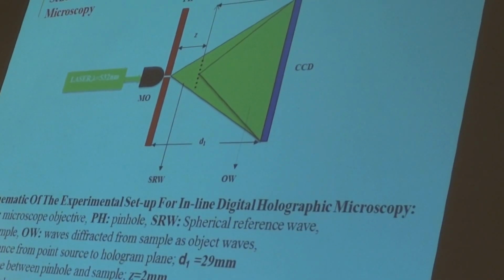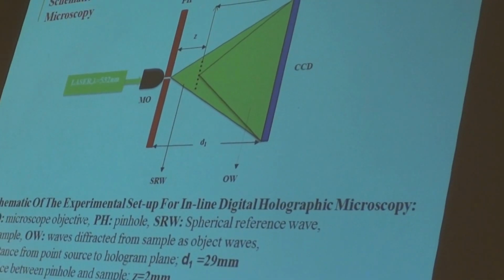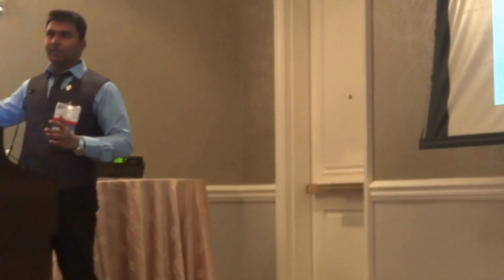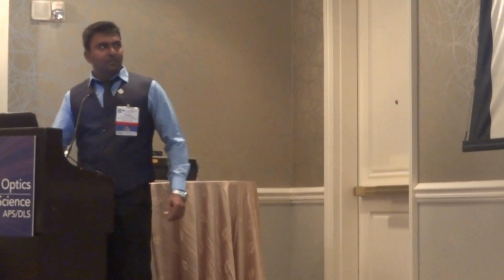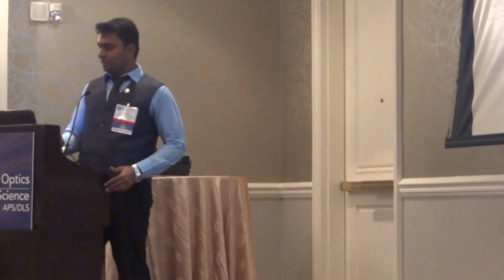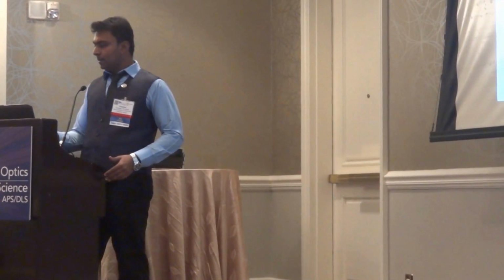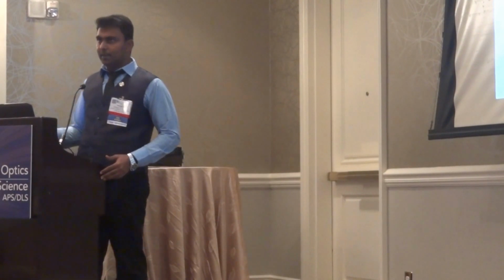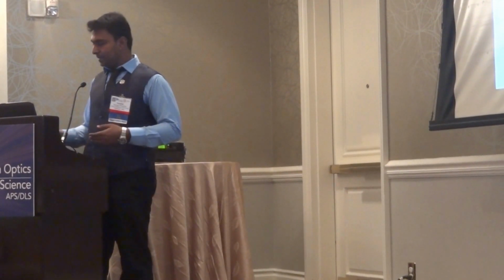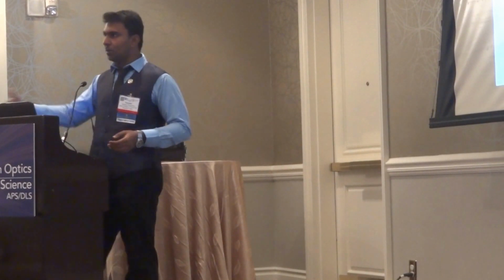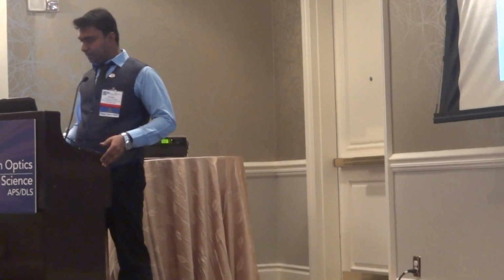The light falls on the object and it diffracts, and it splits into two: one the unscattered spherical reference wave, and the object wave. You record it on the CCD. In our experiment, the distance from the point source to the hologram plane is 29 millimeter, and from the point source, the pinhole, to the object, it's 2 millimeter. The distance between the sample and the hologram is 27 millimeter.